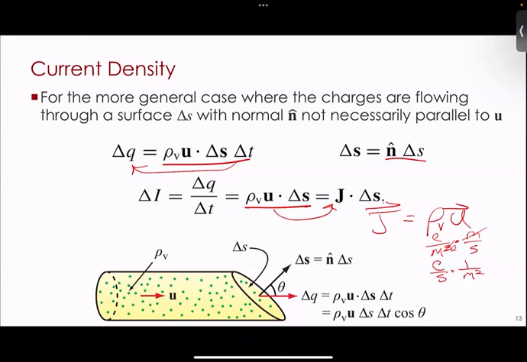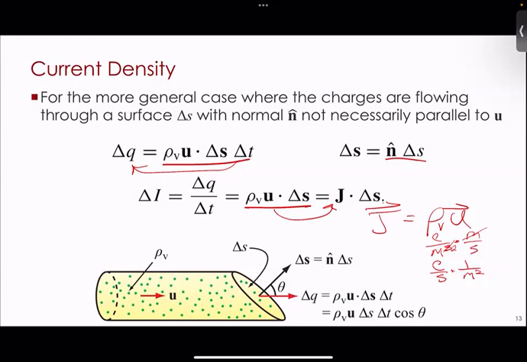Think about this. Does this make sense? Rho V, that's your volume charge density, coulombs per meter cubed. Think of a 1 meter cube box. How many charges are in that? What's your total charge in there, right? Times U, the velocity of the charges. So if you wanted a current, you could have a few charges flowing with more velocity or more charges flowing slowly, okay?